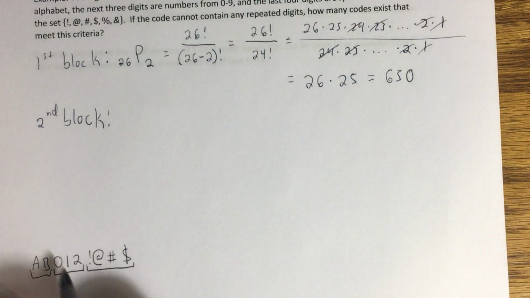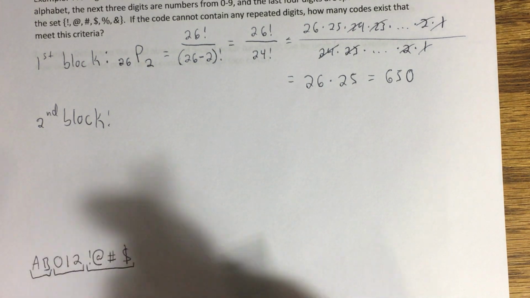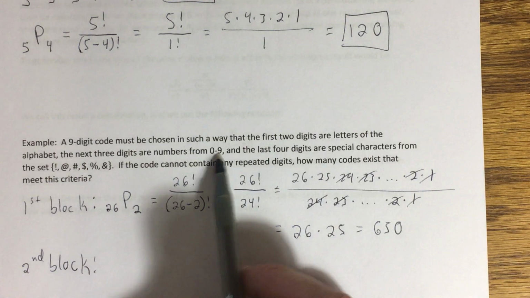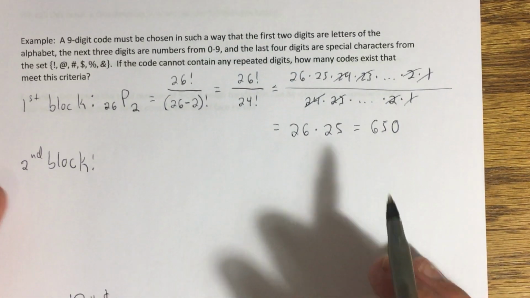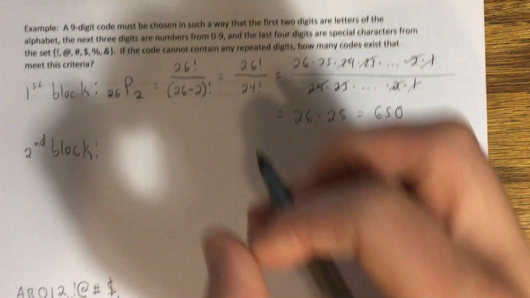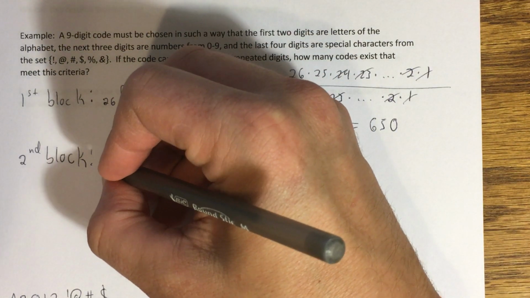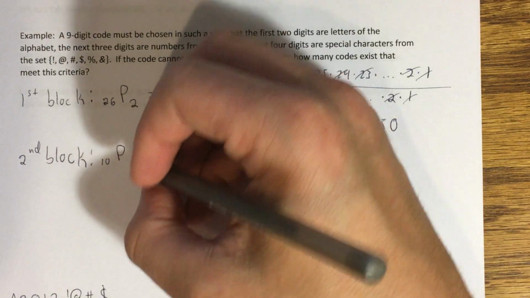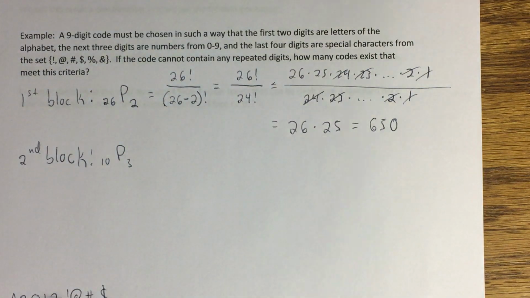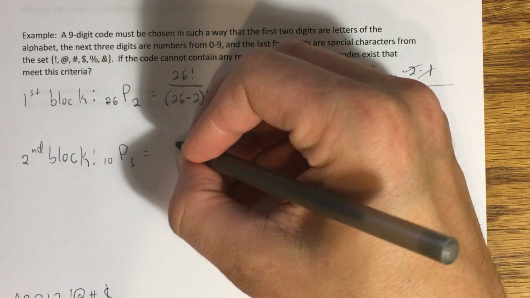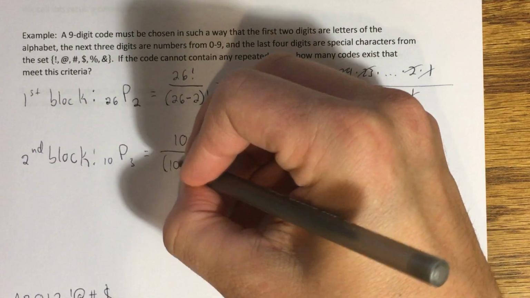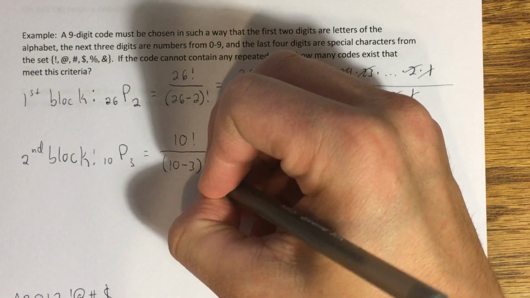So for our second block, 10 digits to choose from, because it's the digits 0 through 9. That's 10 options in total. But I want to choose 3. I want to choose 3 digits from that set without repetition, without replacement. So that's 10 options, and I'm choosing 3 from them. Okay? This would be equal to 10 factorial over 10 minus 3 factorial.